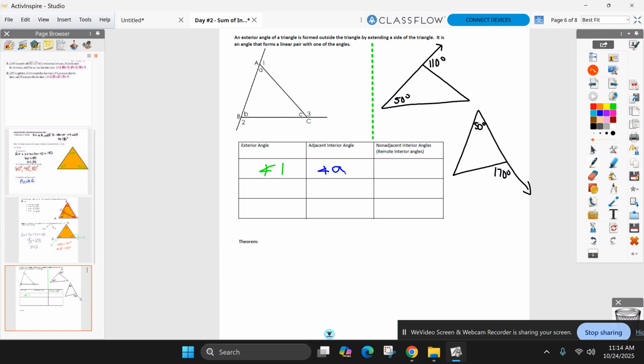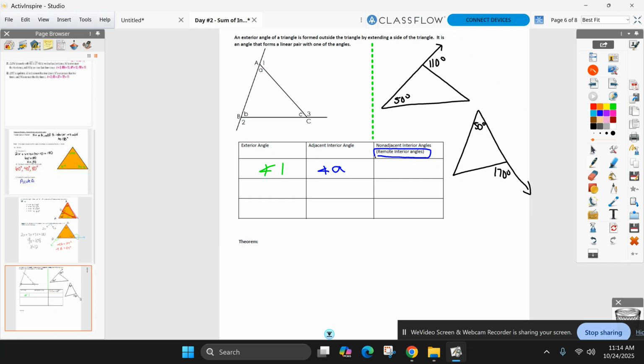If it is interior and not adjacent to our exterior, we are going to refer to these angles as remote interior. I like using that word better than non-adjacent interior angles. That's a mouthful, right? So again, a remote interior are the two interior angles that are not next to the exterior we are talking about.